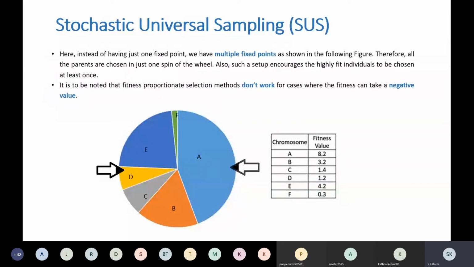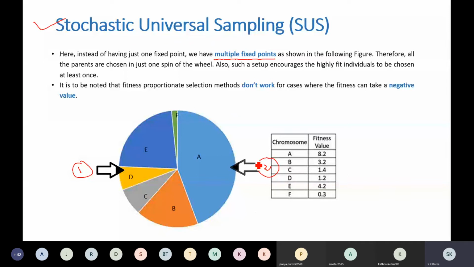Then a variation of this is the stochastic universal sampling, SUS method. The only difference is that instead of one fixed point, here we will have multiple fixed points. For example, in this case we have two fixed points. This is 1 and this is 2. How did we decide that there will be two fixed points?